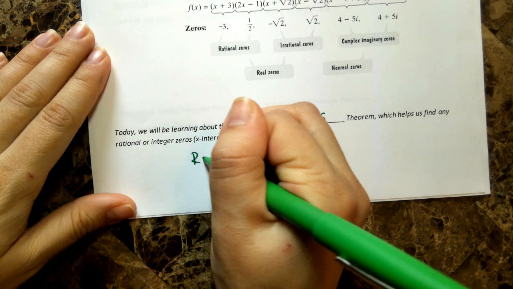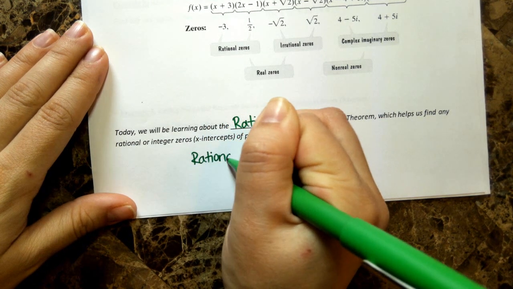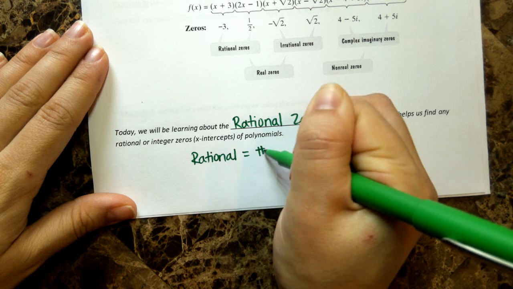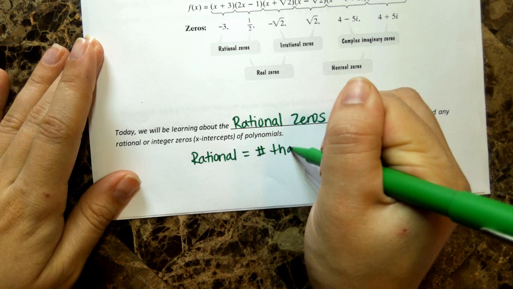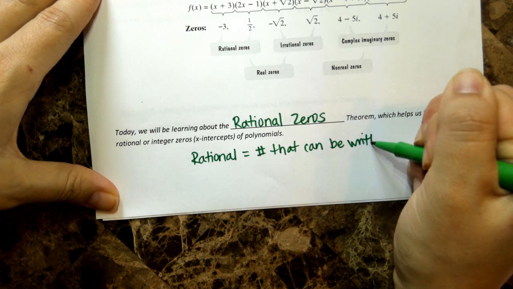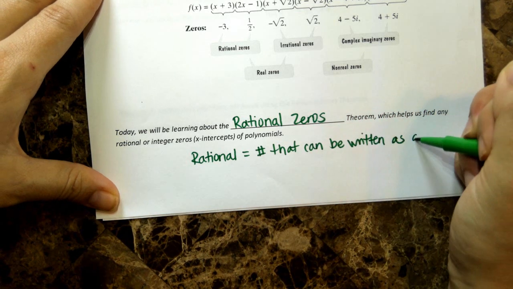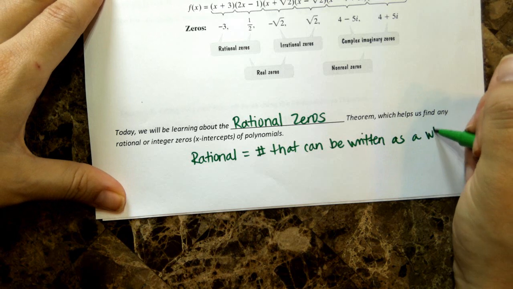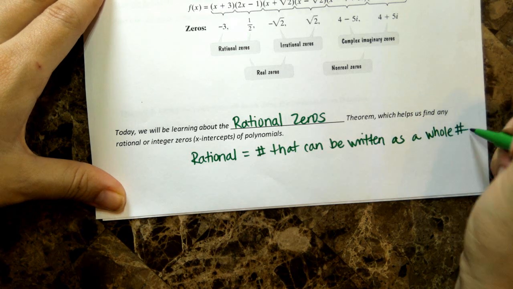Now, remember what the word rational means. Rational just means a number that can be written as a whole number or integer, or a fraction.